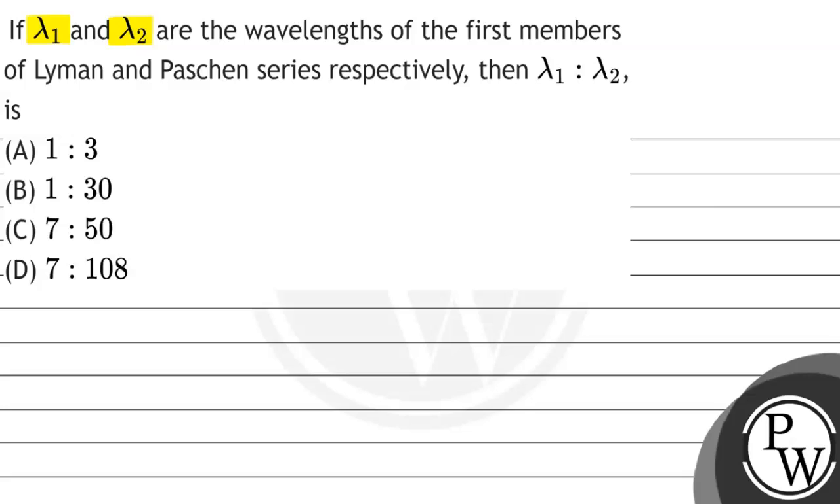If lambda 1 and lambda 2 are the wavelengths of first members of Lyman and Paschen series respectively, then lambda 1 is to lambda 2 is.